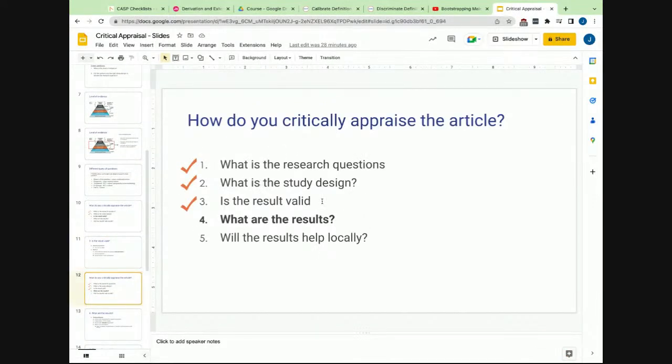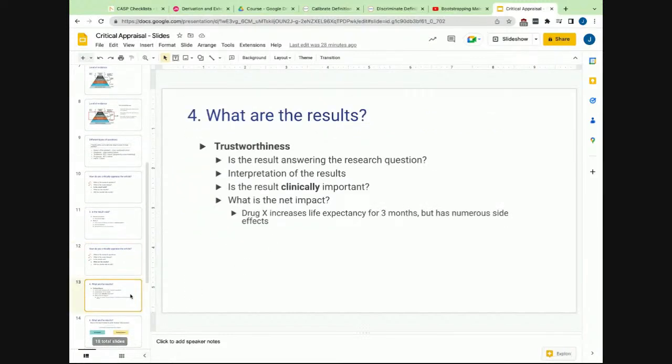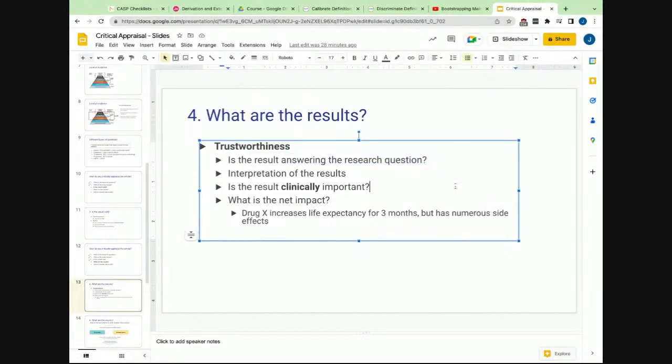Once we are happy with the method, then we can look at the results. What are the results? Is it trustworthy? Is the result answering the research question? What's the interpretation of the results? Then you go deeper now. Is the result clinically important? And finally, what's the net impact?